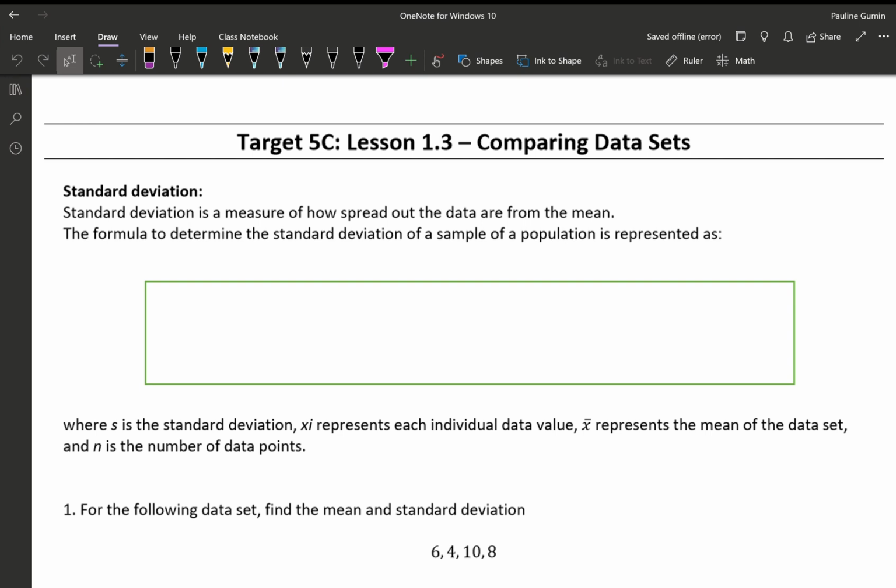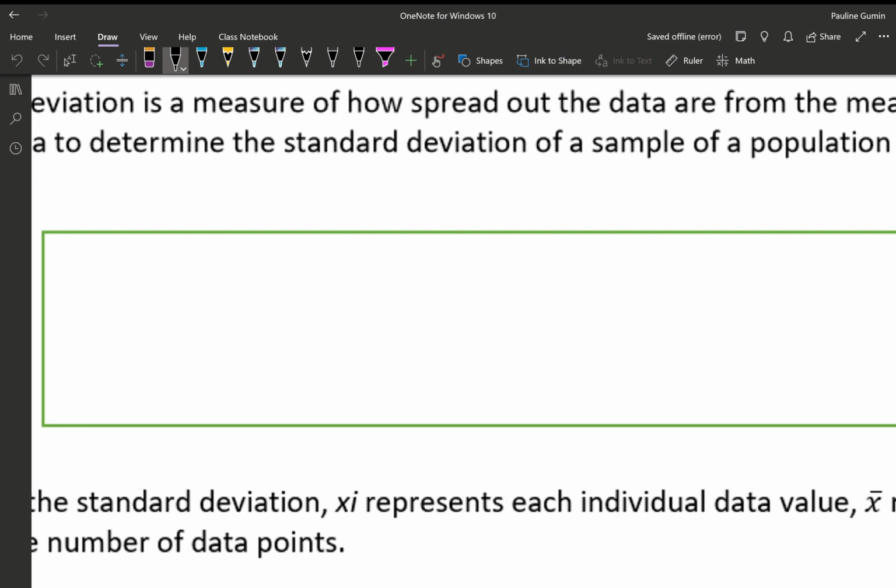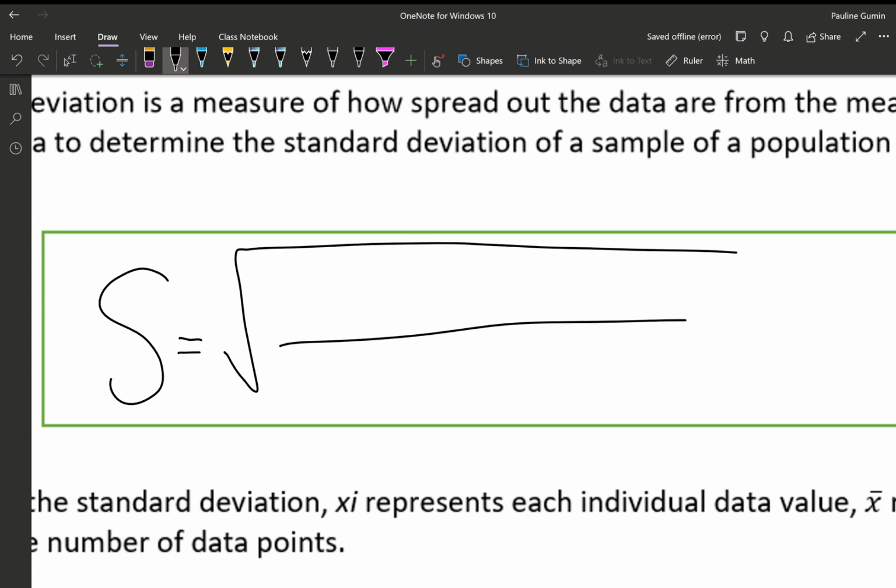All right, so what is standard deviation at all? Standard deviation is a measure of how spread out the data is from the mean. Here's the formula. Now, it's going to look really weird, but bear with me. I'm going to write down the formula, and then we'll talk about it. It starts with an S. There's a square root symbol. There's a sum symbol. Then x sub i, x-bar, squared, and n minus 1.